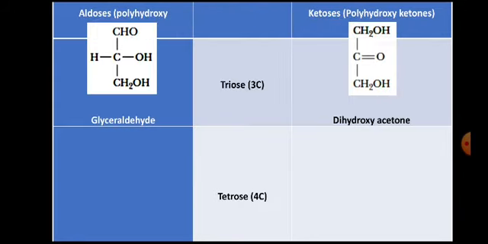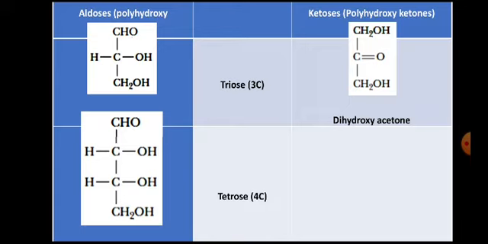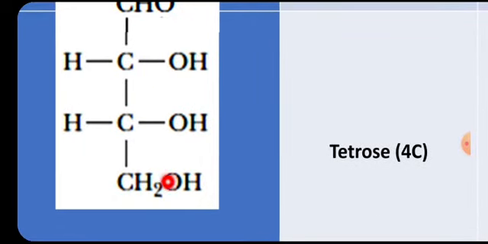Another example is a tetrose sugar. Tetrose sugar means the sugar that contains 4 carbons. This one, 1, 2, 3 and 4. 4 carbon. So like this structure, we can draw this structure. It is an aldose sugar, so show this CHO group here and CH2OH group at the bottom. The rest of the carbons carry H and OH.